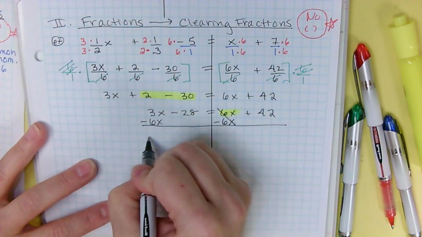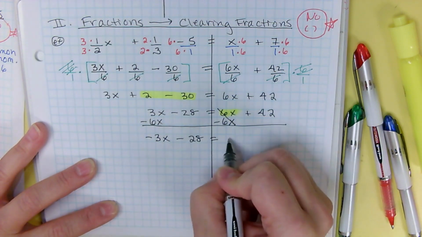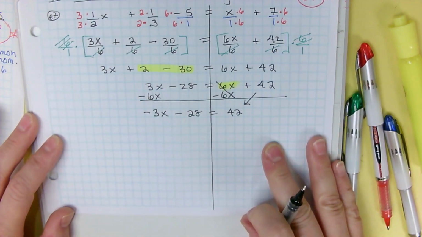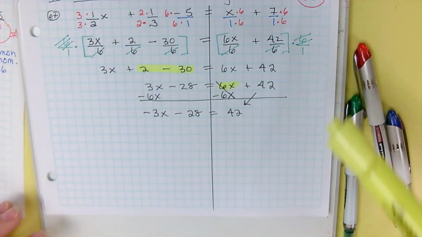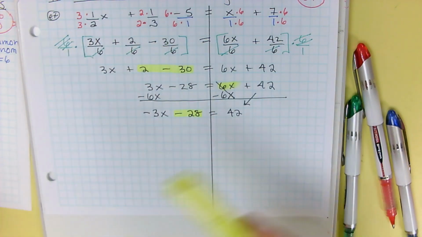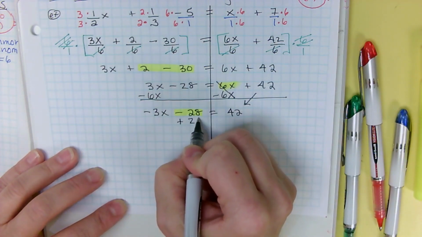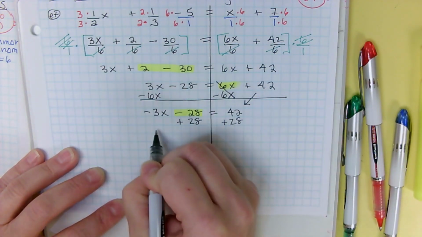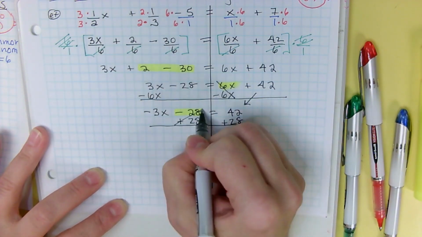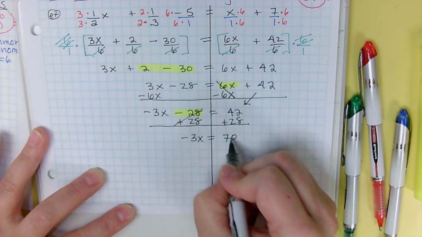So 3 minus 6 is negative 3x. Bring down the negative 28, bring down the 42. And I'm going to scooch it over just a little bit. Okay, my x's are left. Now I want to add or subtract to get numbers right. So the negative 28 needs to move. Use its opposite. The opposite of negative 28 is positive 28. So we're going to add 28 to both sides. 28 minus 28 is 0. So now I have negative 3x equals 70.